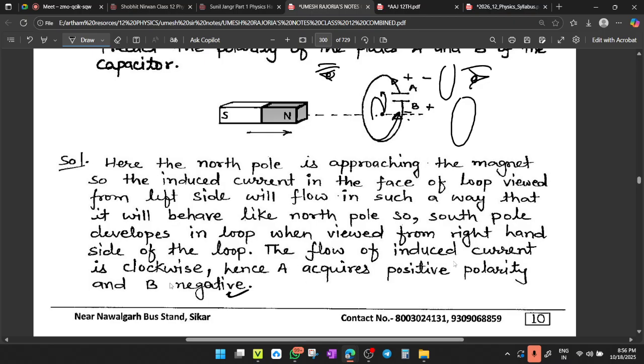Yes, so the flow of induced current is clockwise. But where clockwise? If you see from the right of the coil, it will be clockwise. But if you are looking from the left of the coil, it will be anti-clockwise because the north pole is facing here, right? Yes. So hence A will acquire positive polarity and B will acquire negative polarity. Clear? So A will be positive and B will be negative.